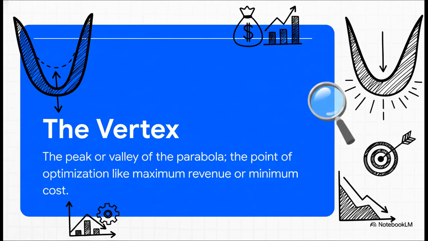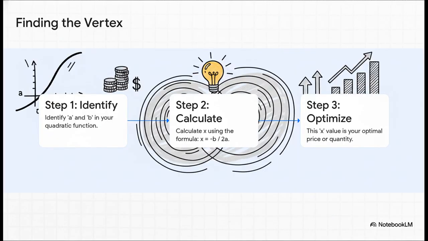The vertex is the point of optimization. It tells us the exact price we should charge to get maximum revenue, or the optimal production level to get the lowest possible cost. It is the answer to the single most important question: what is the absolute maximum profit we can achieve? So, how do we find this magic point?